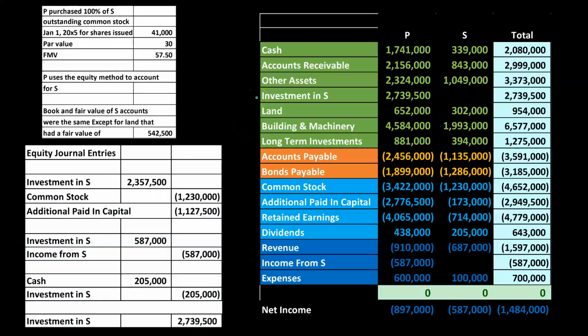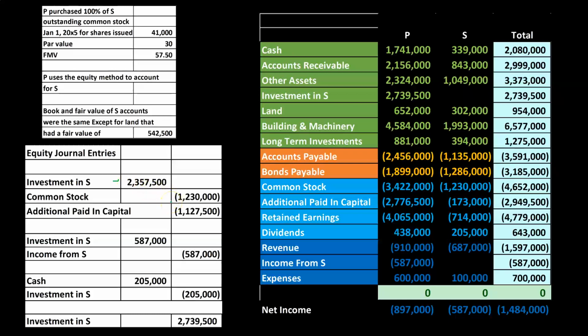Now let's consider this investment account. Now, how did that investment account get to the 2,739,000? It's using the equity method, but let's just kind of review the equity method so that we have a good idea of that as we think about these adjusting entries. So when it was put on the books, we as in P, debited 2,357,500 and issued stock for the 1,230,000, which is the 41,000 times the $30 par value, the difference being the amount that went into additional paid-in capital. Because remember, this original investment was for 41,000 times the 57.50. So it went on the books for that 2,357,500, because in essence that's what we paid for it.